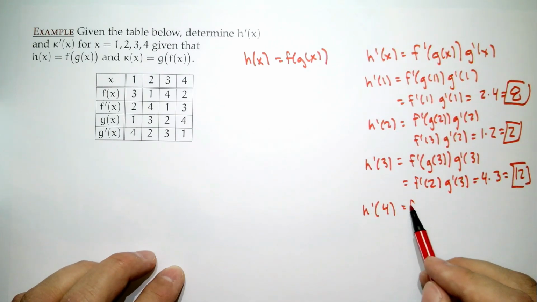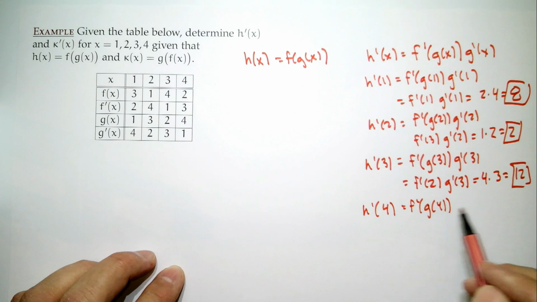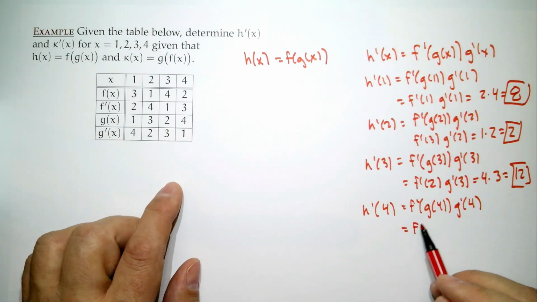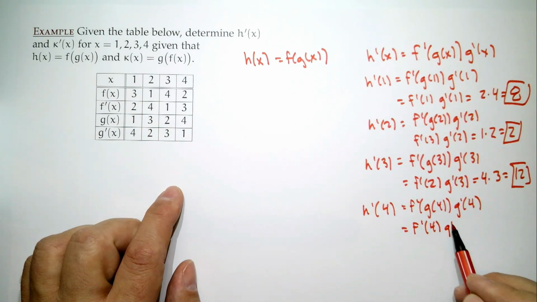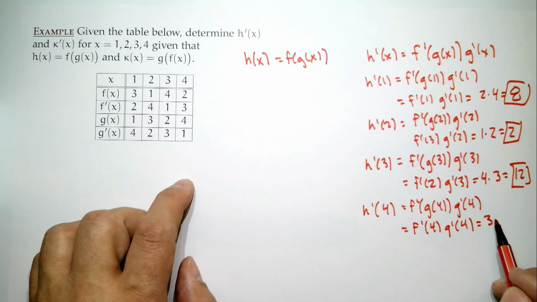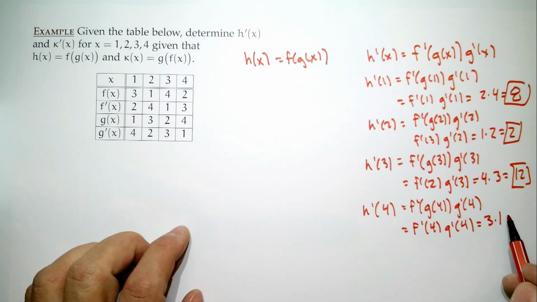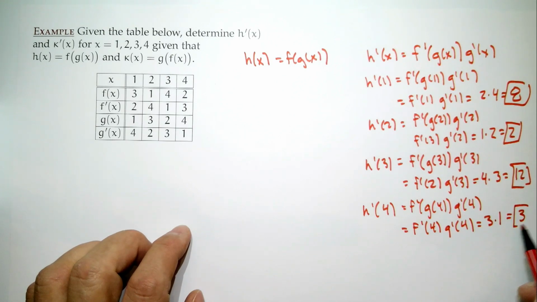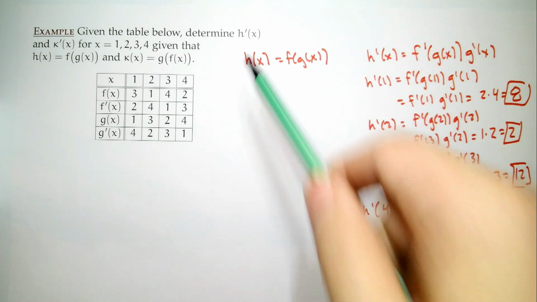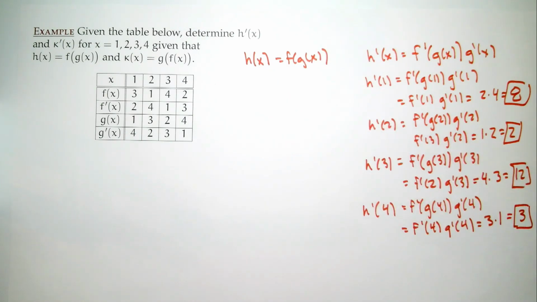And h prime of 4, well, that's f prime of g of 4 times g prime of 4. And g of 4 is 4, so that's f prime of 4 times g prime of 4. Well, f prime of 4 is 3, g prime of 4 is 1. 3 times 1 gives 3. Now, we're actually only halfway done, right? We just did h prime. What else do you have to do?